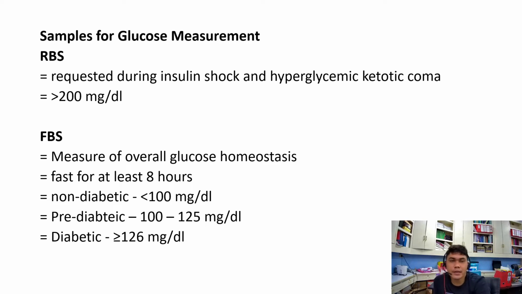For FBS, it is a measure of overall glucose homeostasis, and the patient should fast for at least 8 hours. Non-diabetic is less than 100. Pre-diabetic is 100 to 125. And diabetic is greater than or equal to 126 mg per dl. So that is for FBS. To diagnose diabetes, you need at least two FBS results of greater than or equal to 126 mg per dl.